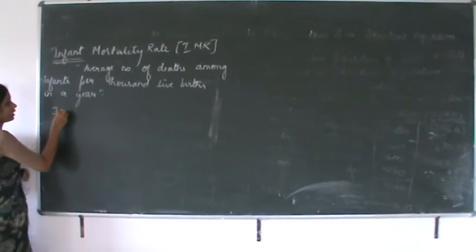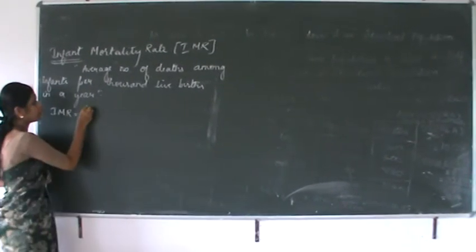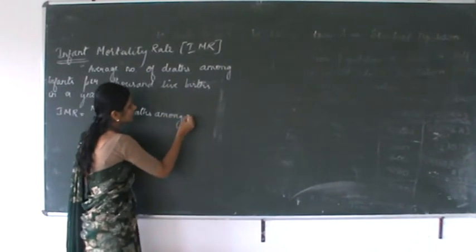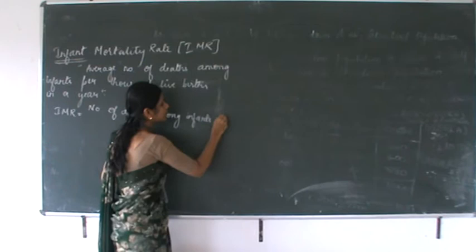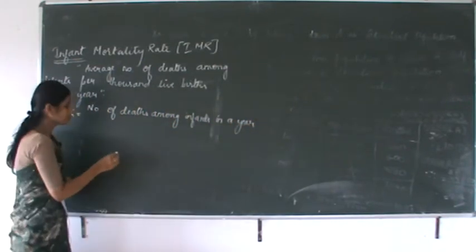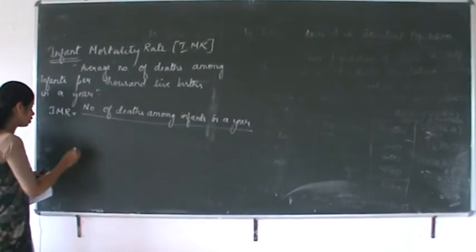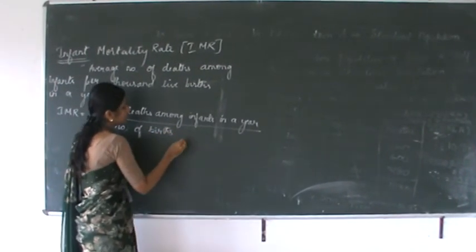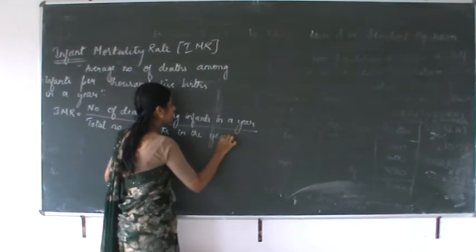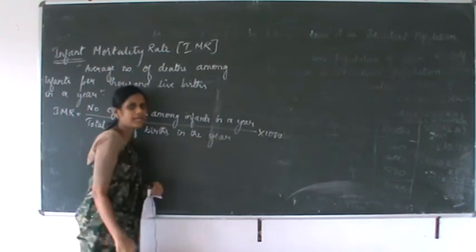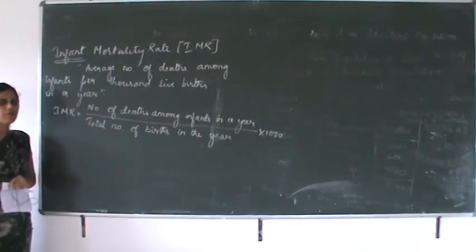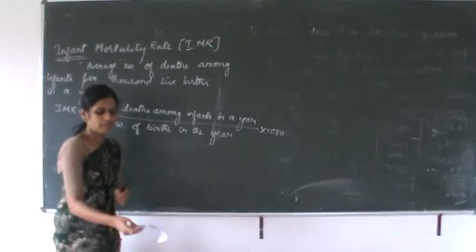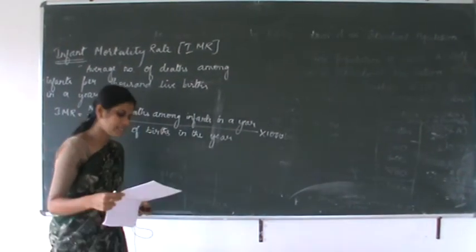So how to calculate this? Infant mortality rate is equal to number of deaths among infants in a year divided by total number of births in the same year into 1000. This is the formula to calculate infant mortality rate. So number of deaths among infants in a year divided by total number of live births in the same year into 1000. So now we will solve one problem under infant mortality rate.